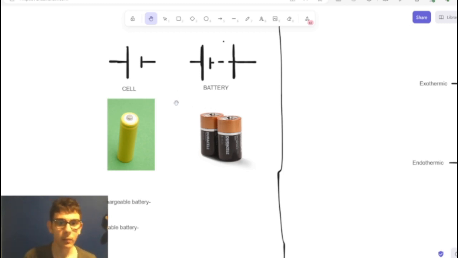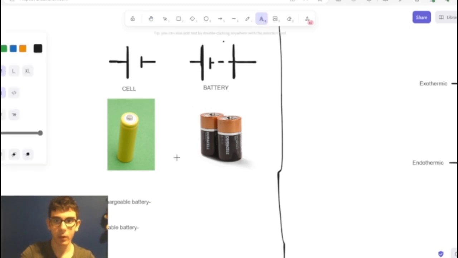The thing we commonly refer to as a battery is actually just a cell. So this is just a cell. We commonly refer to it as a battery because we have it here, but it's actually just a cell. Now this is a battery. A battery is more than one cell. A cell is one battery, like this. A battery is more than one cell, like this. So this leads us on to rechargeable and non-rechargeable batteries.